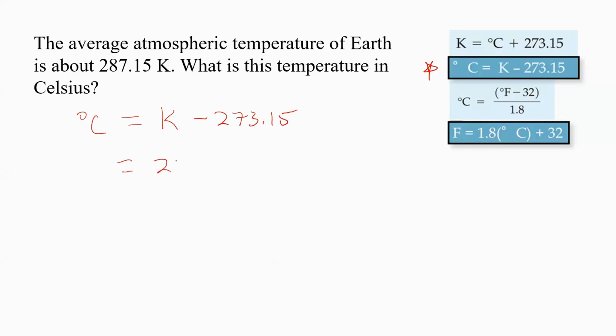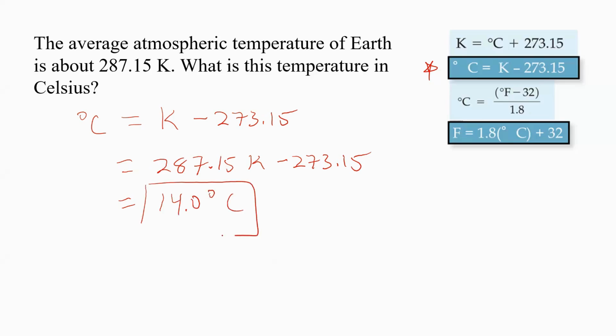So our temperature in Kelvin is 287.15. We subtract that by 273.15. And that should give us an answer of 14.0 degrees Celsius. Awesome. Let's do another example.